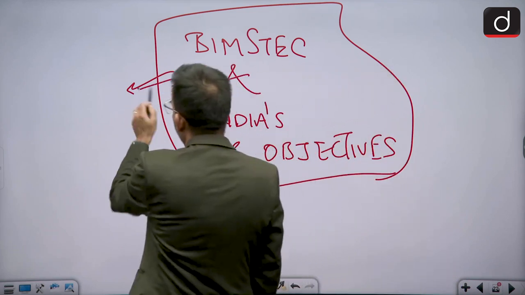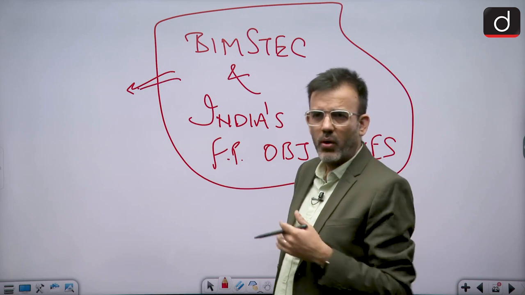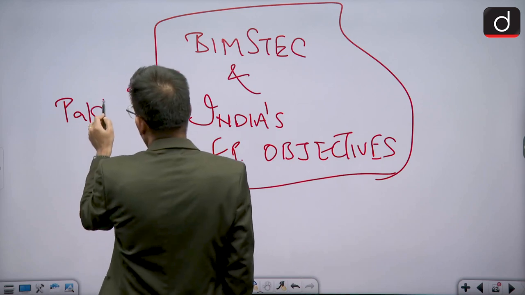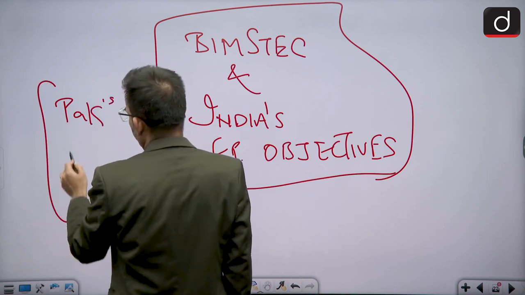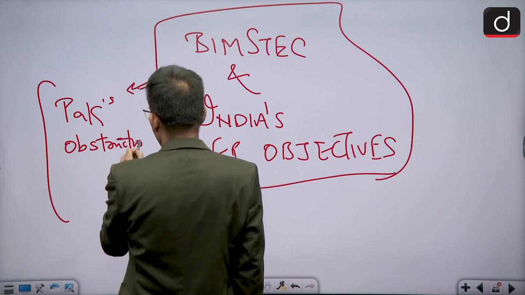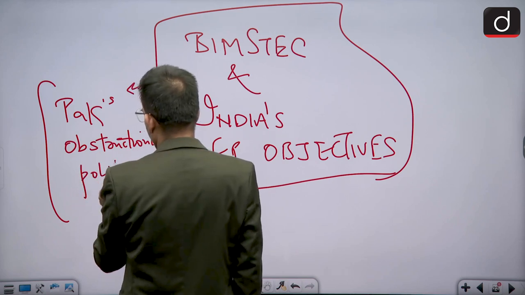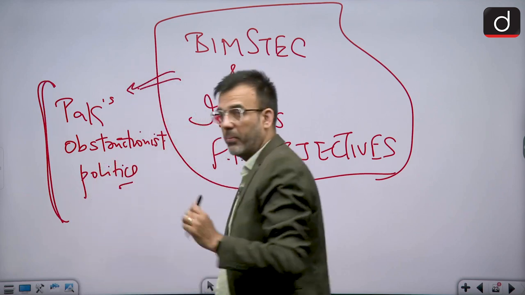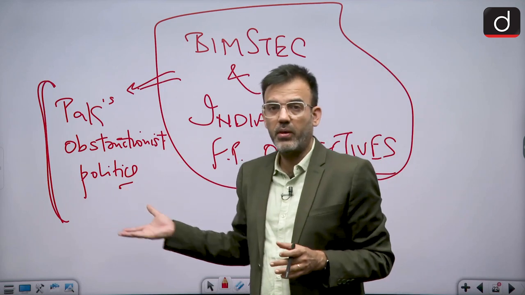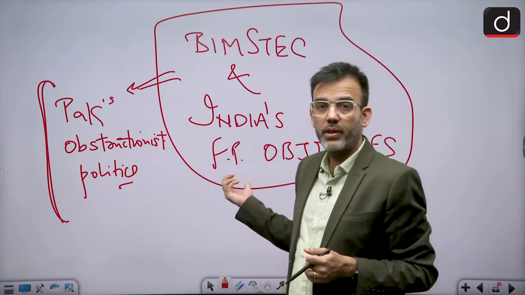So, all these aspirations which we have discussed, we want South Asia to move forward, all the neighboring countries, and Pakistan's overall obstructionist politics. So, India was able to downsize, able to halt Pakistan's obstructionist policy in South Asia, particularly through BIMSTEC. So, that is one major foreign policy objective that we have met.